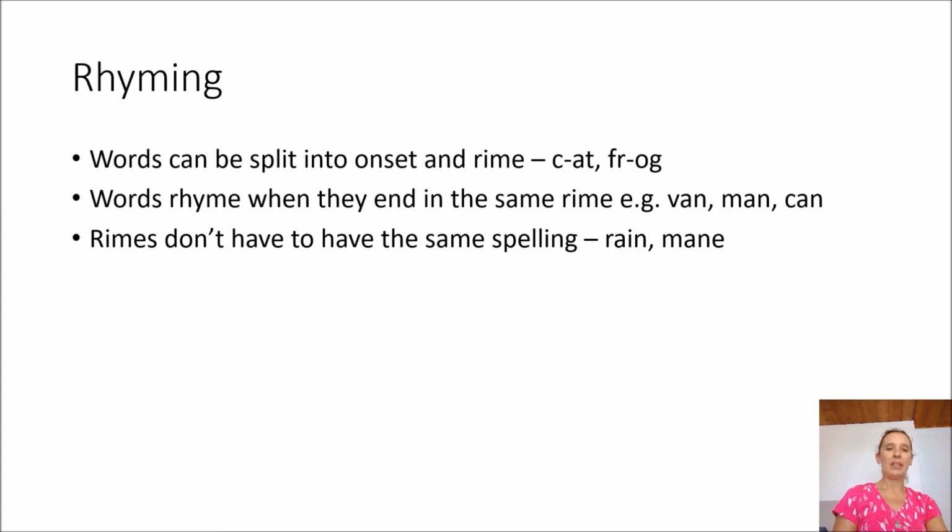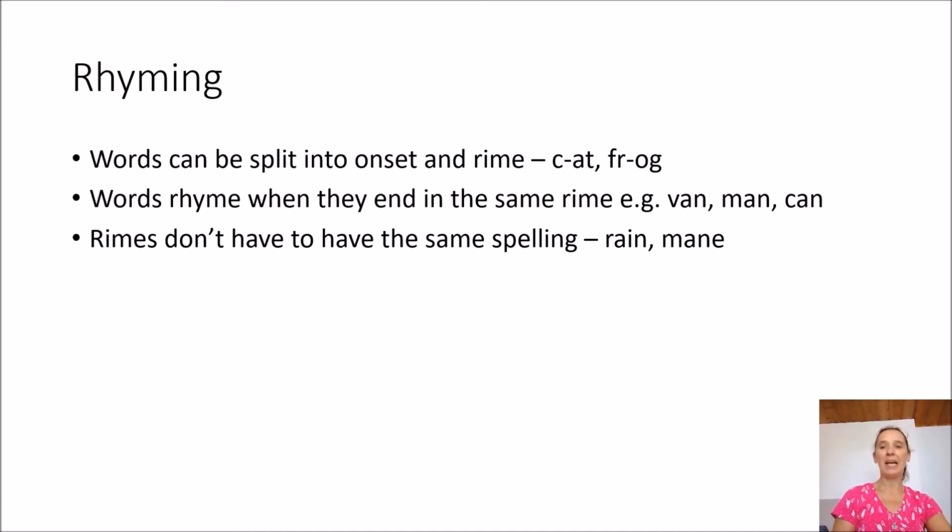So rhyming. Words can be split into onset and rhyme. In the word cat, the onset is k and the rhyme is at, and you can see rhyme is spelled R-I-M-E. In frog, F and R, fr is your onset, og is your rhyme. And words rhyme when they end in the same rhyme.